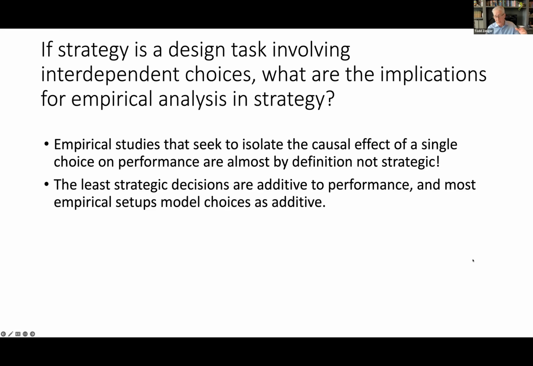If strategy is about orchestrating complementary decisions, then one's capacity to isolate the effect of a single choice on performance is very problematic to the field of strategy. In some sense, the least strategic choices are additive to performance. And unfortunately, most empirical setups now are pushing toward really an additive framing to thinking about the impact on performance. So we're moving, you could argue, in the empirical space in strategy toward less and less strategic questions. Organization design offers a very different framing, which is how do we think about sets of decisions, orchestrated sets of decisions, and how they impact performance, and I'd argue that's a much more central task to the field of strategy than this current empirical trajectory.